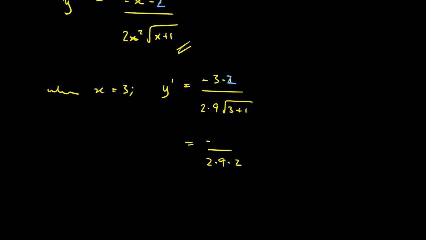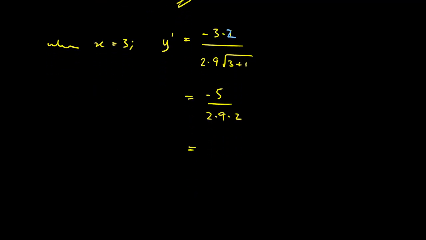Sorry about that. Negative 5. And so this thing is going to become, oh, what is that? Negative 5 upon 36. Okay.